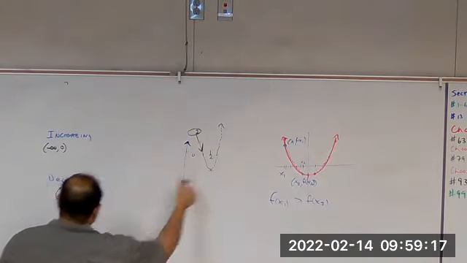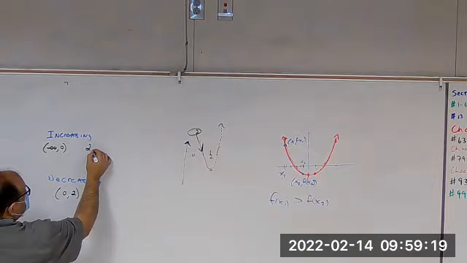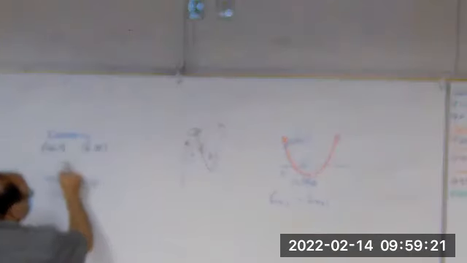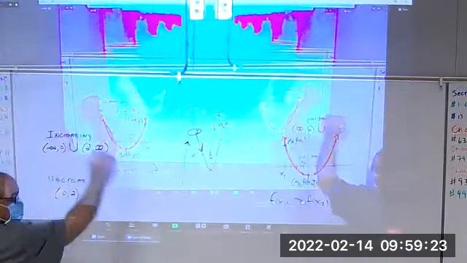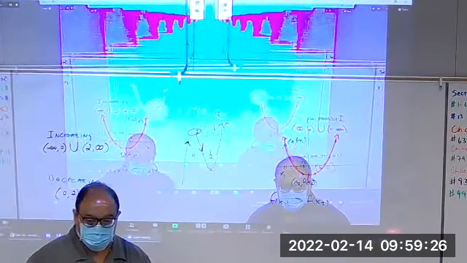So it's going to increase from 2 all the way to infinity. And guess what? It's a union of those 2 intervals for increase.